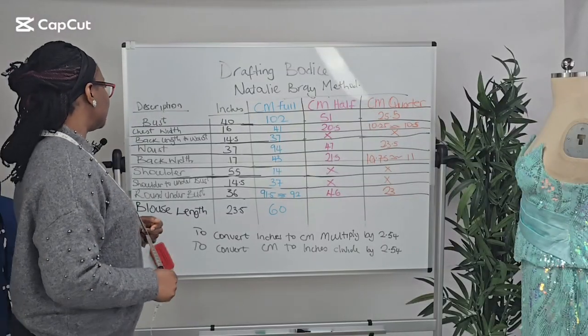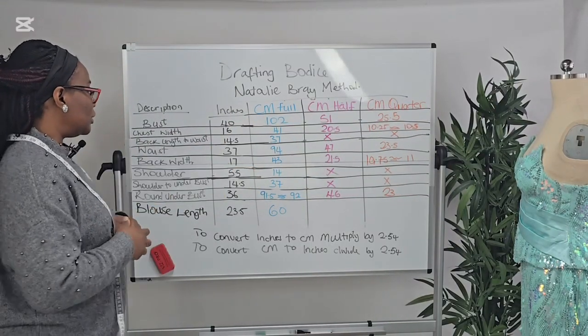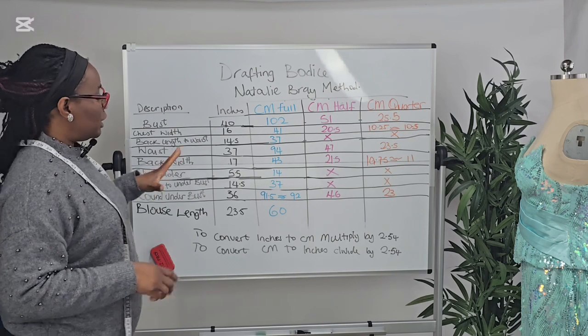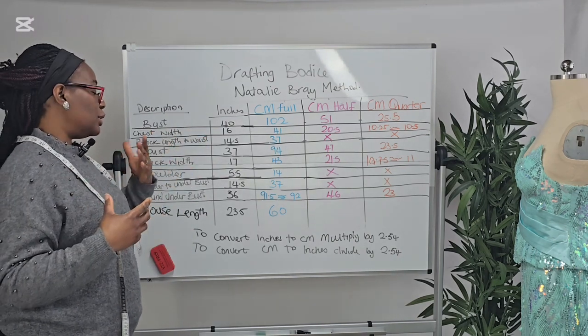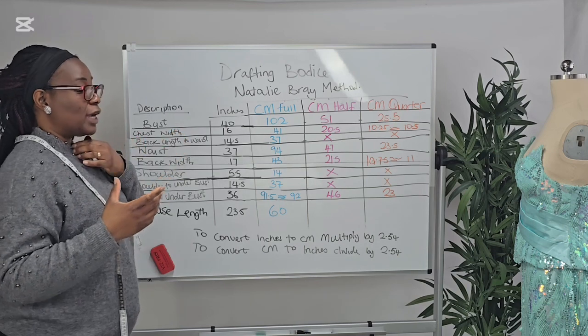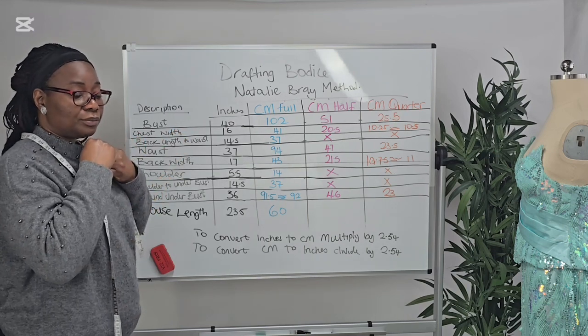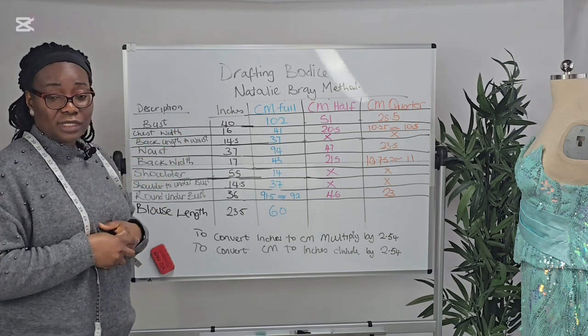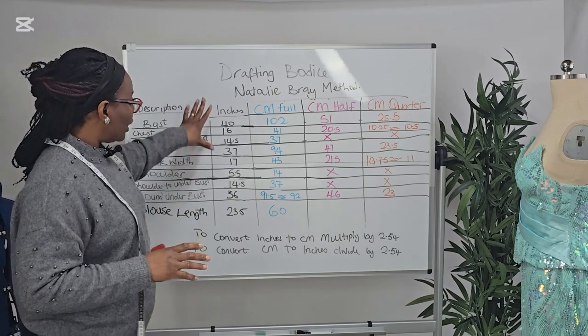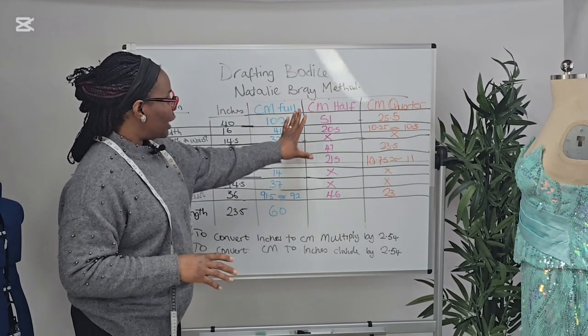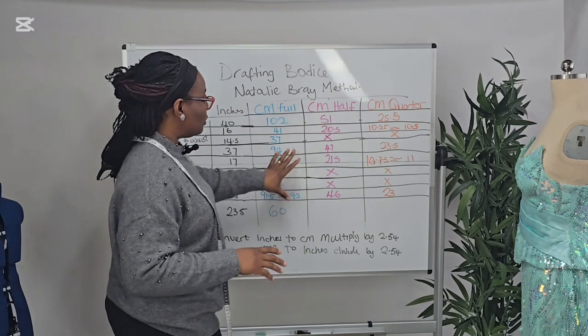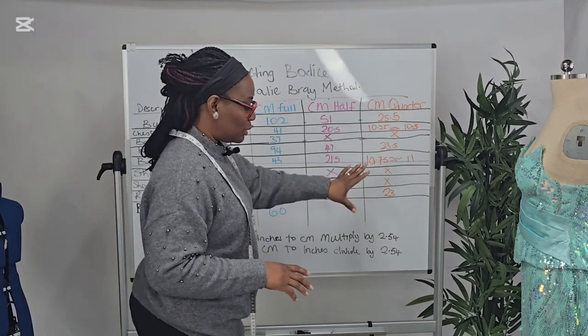To draft our pattern, this is the measurement we'll be using. If you look at the screen, for those asking what it is in inches and in centimeters, like I said, we'll be using centimeters to draft this pattern. But I've gone ahead to take the measurements in inches and convert them to centimeters. And then we need the half measurement on some of them. We need the quarter on some of them as well.